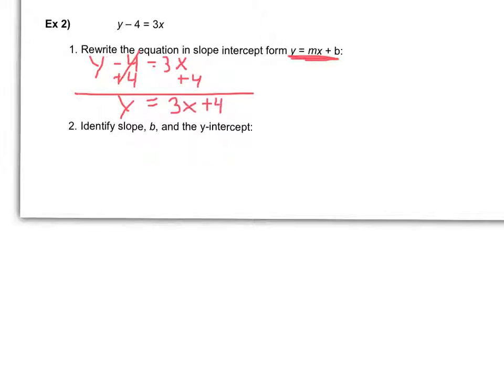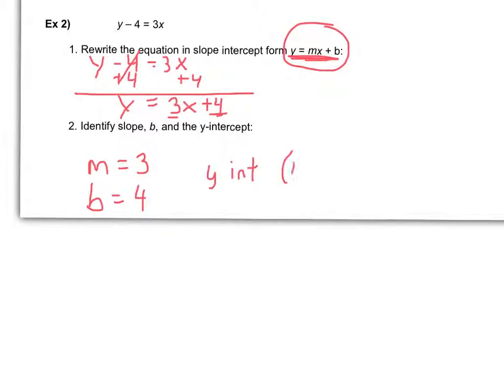Now I need to identify the slope, the b, and the y-intercept. So all I do is refer back to y equals mx plus b, and I know that the slope is going to be the 3. That's that number right there. The b is going to be the 4. That's that number. And the y-intercept is going to be at x is 0, y is 4.